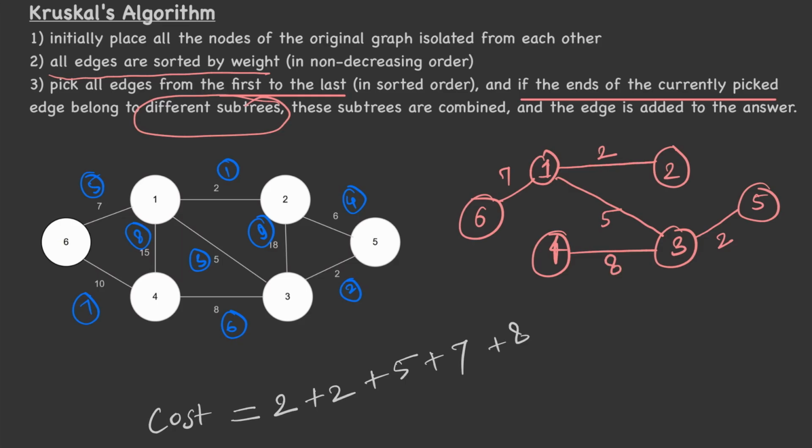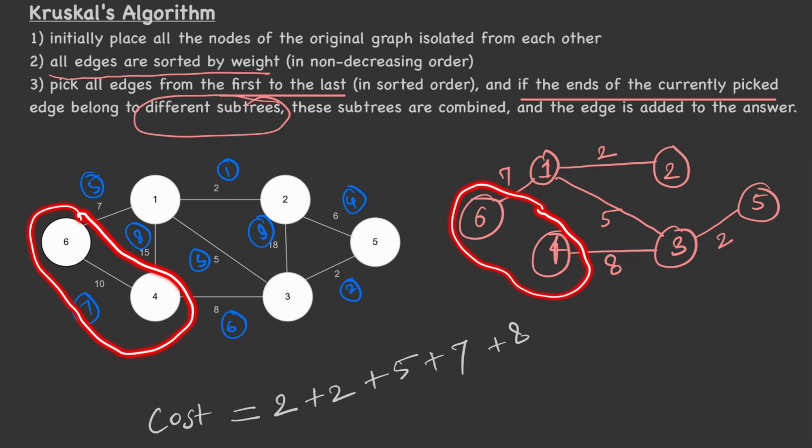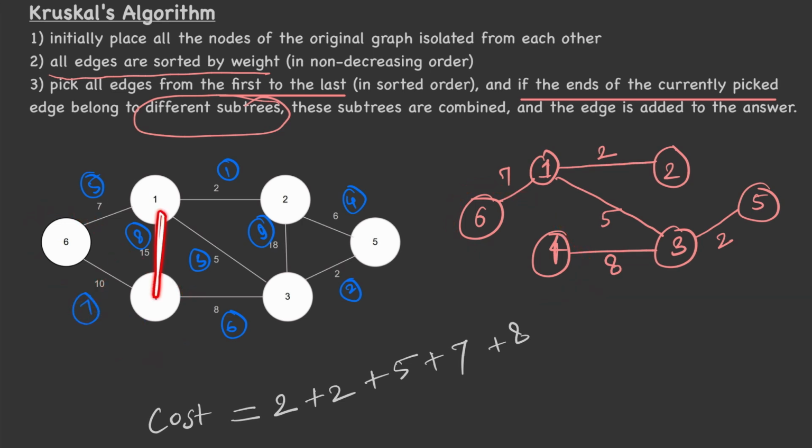Now you can take any other edge. Let's take this particular edge, 6 to 4. If you observe carefully, 6 and 4 are actually already present in the same subtree. So we are not going to consider this particular edge. Take the next edge, which is 15, connecting 1 to 4. 1 and 4 are already part of the same subtree. So we are not going to take this particular edge as well.